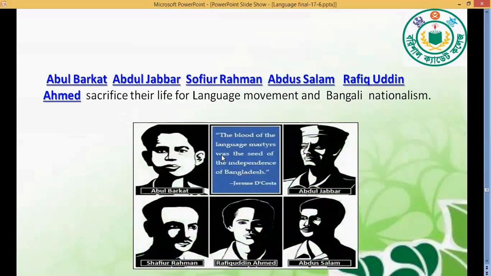Cadets, you all know that on 21st February, Abul Barkat, Abdul Jabbar, Shafiur Rahman, Abdus Salam, Rafiquddin Ahmed, Wahidullah, who was 9 years old, and many other students sacrificed their lives for our language movement and Bengali nationalism.